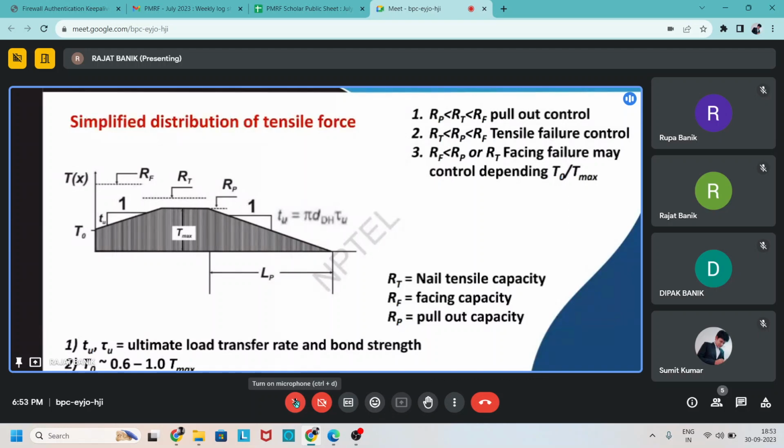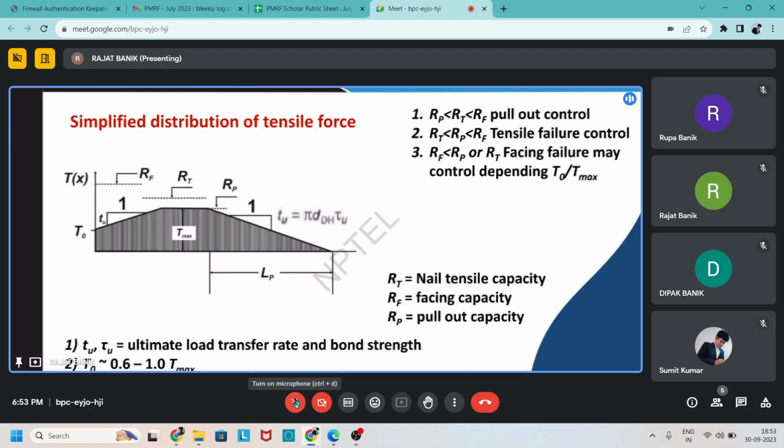That means RP is less than RT, further less than RF. Then only pull out failure occurs. And tensile failure occurs when RT is less than RF and RP is less than RF. And then phase failure occurs when RF is less than RP, or RF is less than RT.